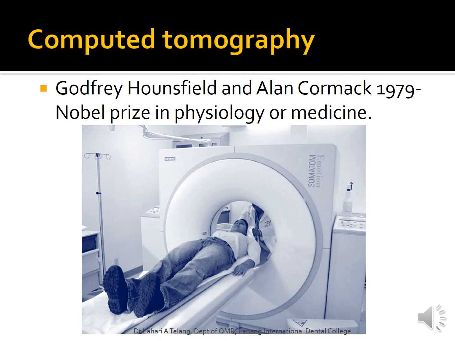So let's first start with computer tomography. Computer tomography first came into existence in the early 70s, and Godfrey Hounsfield and Alan Cormack are the ones who won the Nobel Prize in Physiology or Medicine for computer tomography. The image that you're seeing here is that of a person lying down in this huge round structure which is called the gantry.